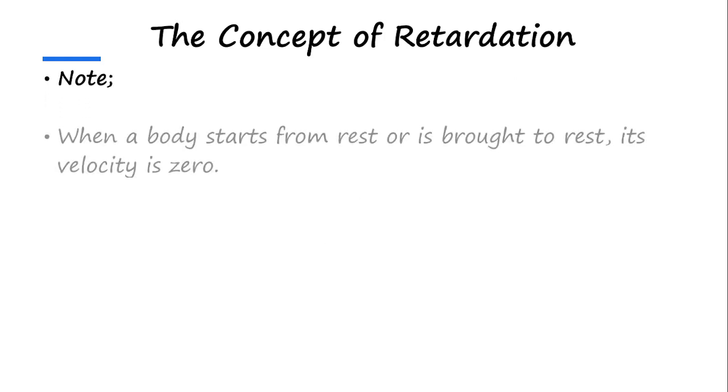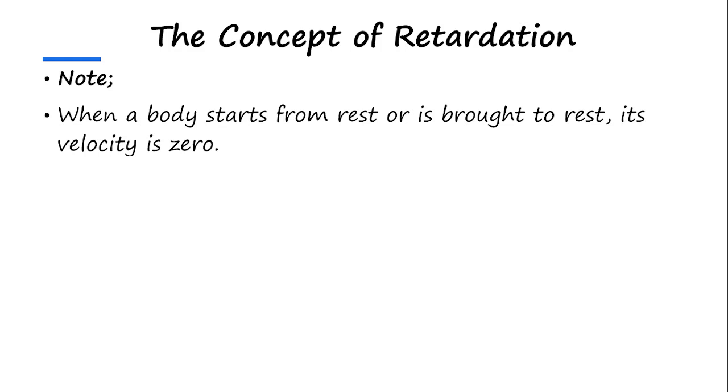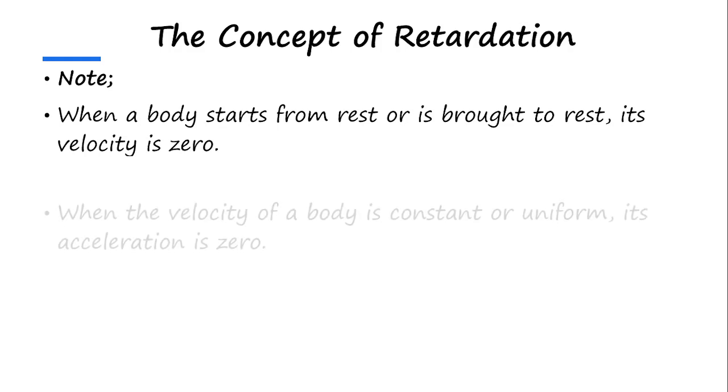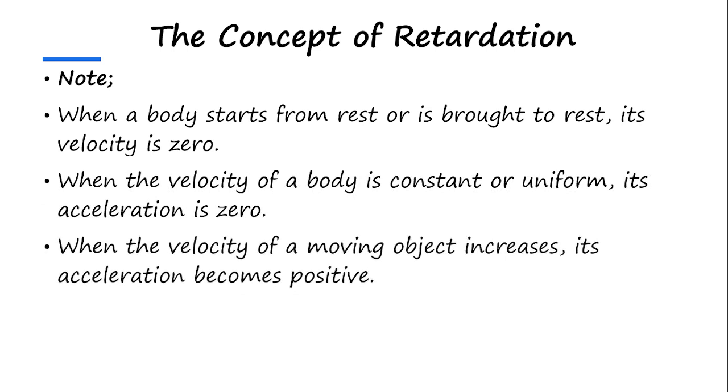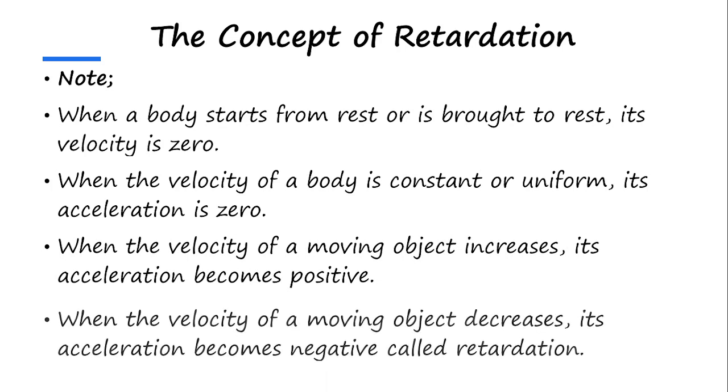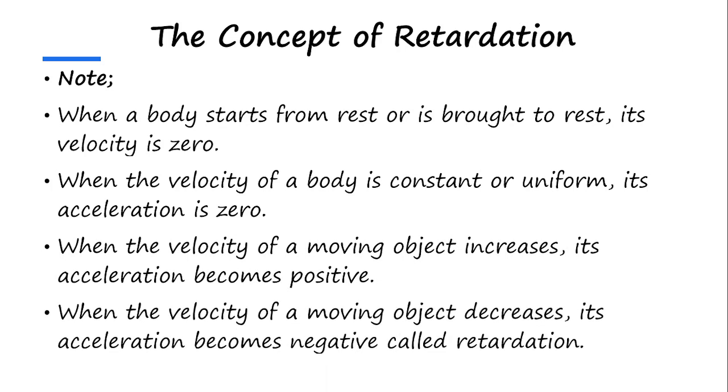We have to note the following. When a body starts from rest or is brought to rest, its velocity is 0. And when the velocity of the body is constant or uniform, its acceleration is 0. When the velocity of the moving body increases, its acceleration becomes positive. And when the velocity of the moving body decreases, its acceleration becomes negative, and that's what we call the retardation.